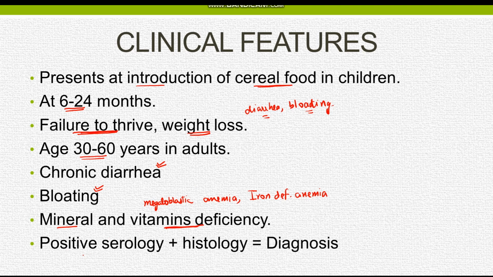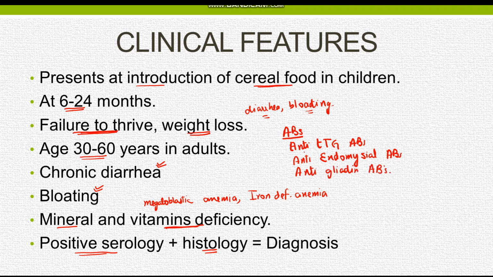The diagnosis is established on the positive serology and histological features of the disease. The antibodies detected in celiac disease include anti-tissue transglutaminase antibodies, anti-endomysial antibodies, and anti-gliadin antibodies. The most specific antibodies are anti-tissue transglutaminase antibodies with their sensitivity greater than 95%. The endoscopic evidence also reveals patchy villus atrophy in the second part of the duodenum and in proximal jejunum.